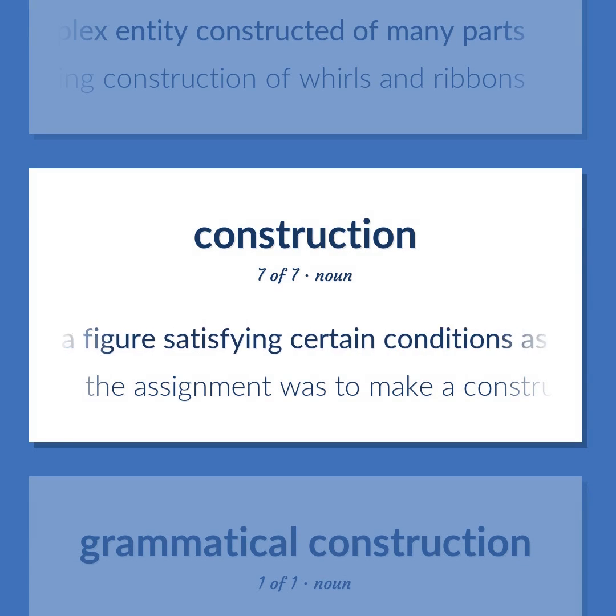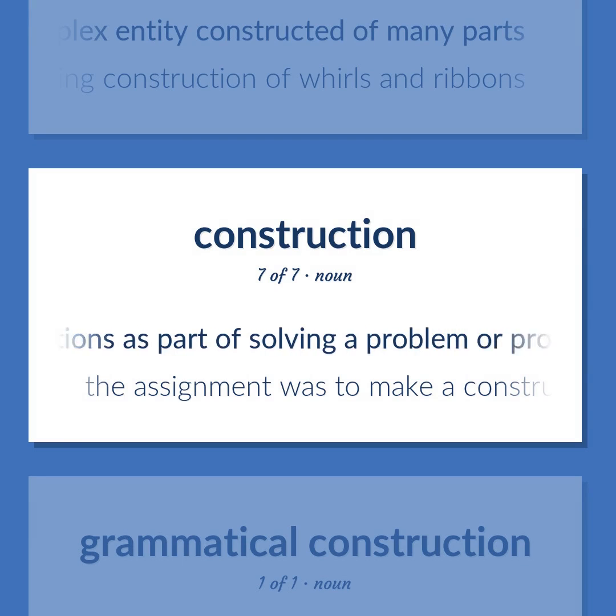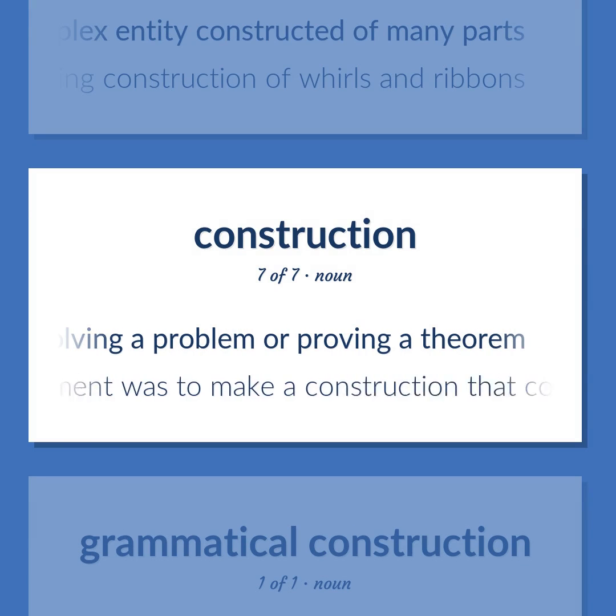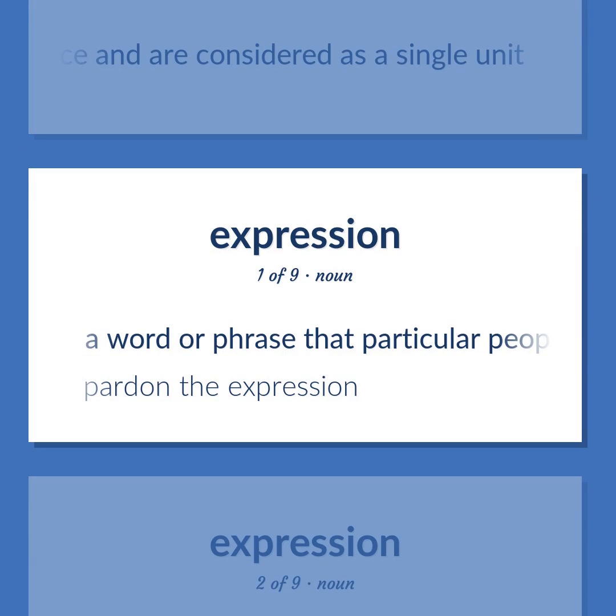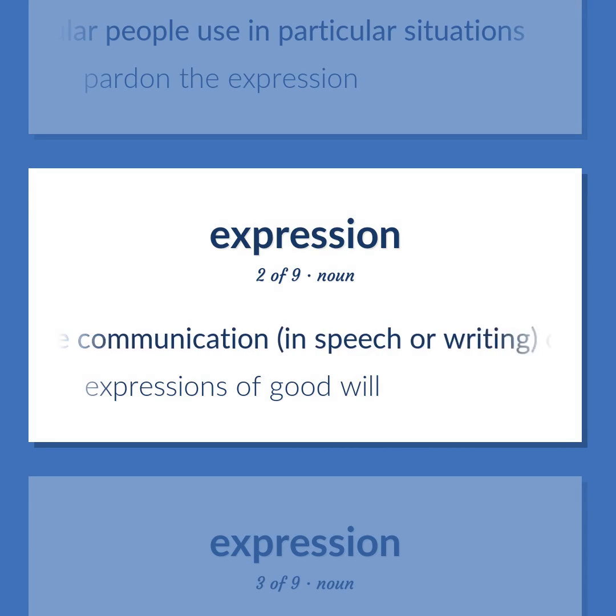Drawing a figure satisfying certain conditions as part of solving a problem or proving a theorem. The assignment was to make a construction that could be used in proving the Pythagorean theorem. A group of words that form a constituent of a sentence and are considered as a single unit. A word or phrase that particular people use in particular situations. Pardon the expression. The communication, in speech or writing, of your beliefs or opinions. Expressions of goodwill.